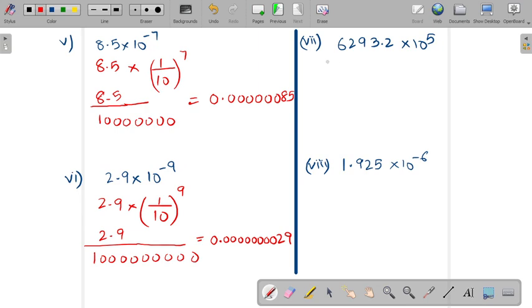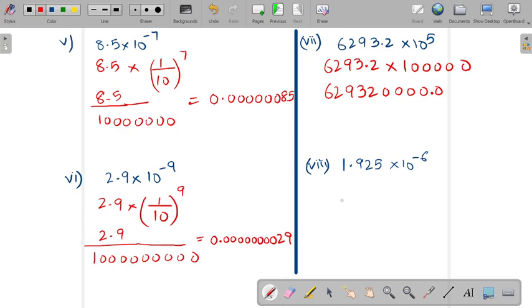In the seventh part, 6293.2 times 10 raised to power 5. So 0 five times. Now you will write it. Put 5 zeros here. And after the decimal, one digit is there. So put the decimal over here.